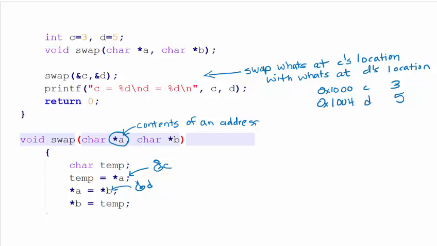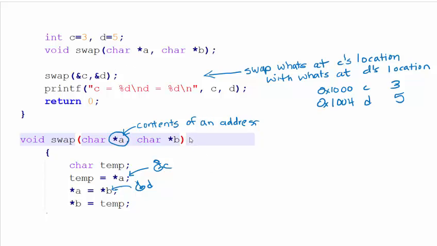So I added a few notes to the program, even though you should walk through this yourself and make sure that you understand. So when I call the function swap, I'm swapping what's at C's location, because that's the address operator, with what's at D's location. And so if I assume C is stored at some location, the contents of it is 3, and D is stored at some other location and its contents are 5.